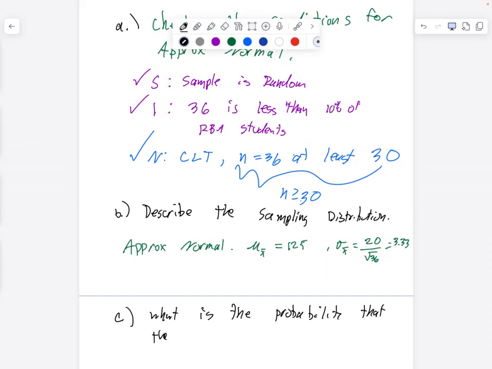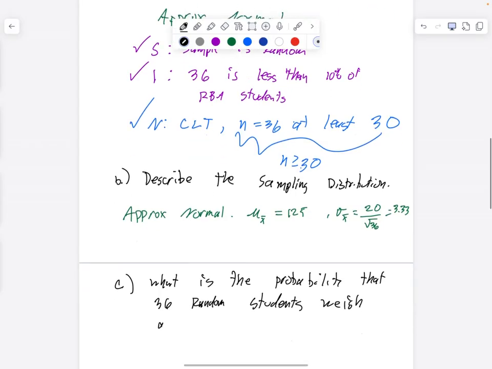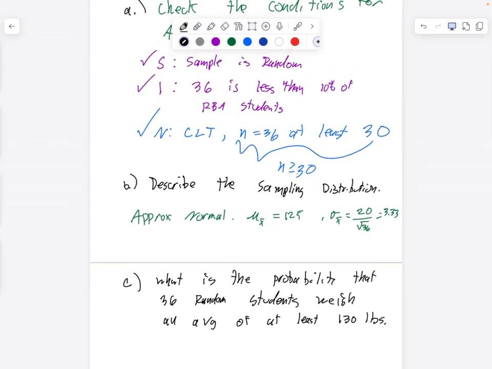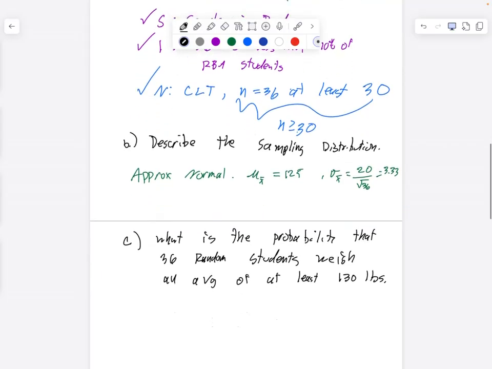The mean I had was 125. The standard deviation was 3.33. And then I want to find at least, which is to the right, of 130. There is my answer right there. So the probability that the sample average is greater than 130 is 0.067.